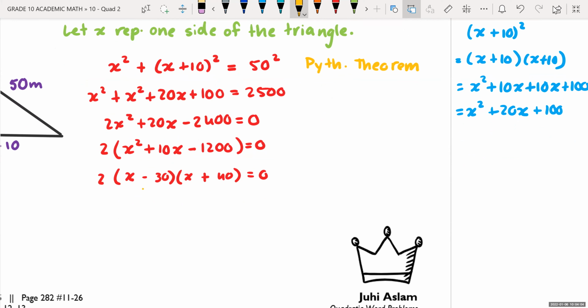Okay. So now when you solve this, you're going to get x is equal to 30, and x is equal to negative 40. But because this is a triangle, can we have negative 40 as an answer? Definitely not. You can't have a negative length. So the only answer we're going to have is x is equal to 30. Could you also do positive 40 and negative 30? Yeah, and that's actually what we ended up putting in the brackets, right? We put positive 40 here and negative 30 here.